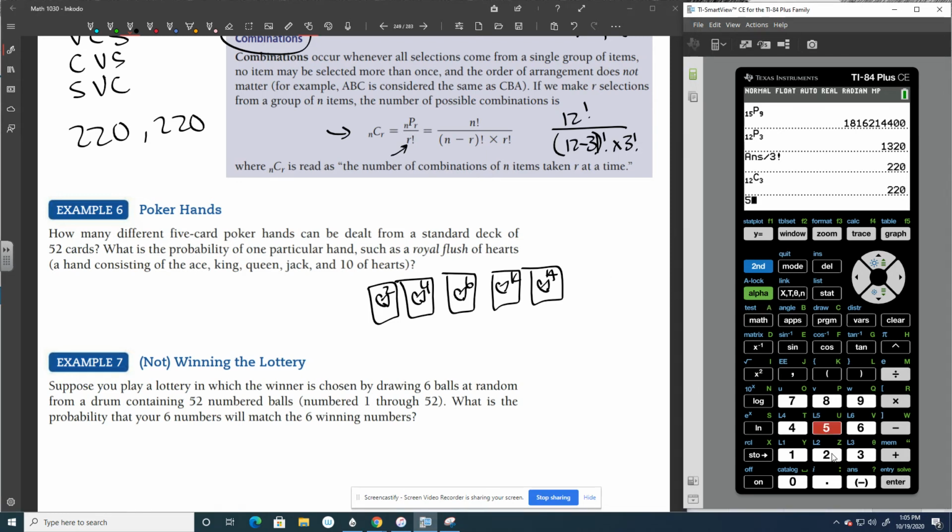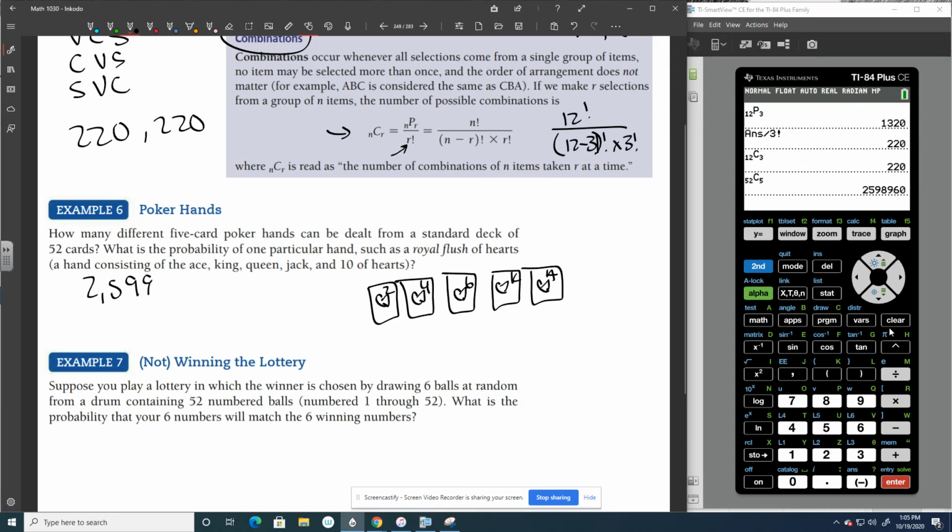So if it wants to know how many different hands I could get from 52 cards, I would say, okay, out of 52 cards, the order doesn't matter. So I'm going to do a combination, and I'm choosing 5 cards. So there are 2,598,960 different hands that you could be dealt in poker.